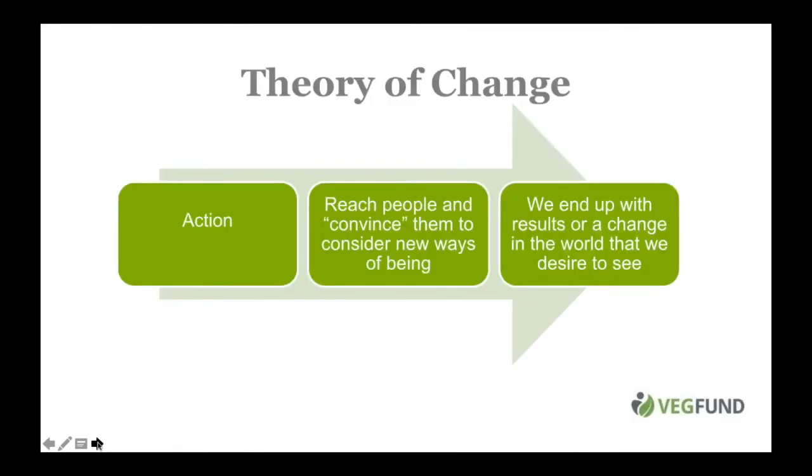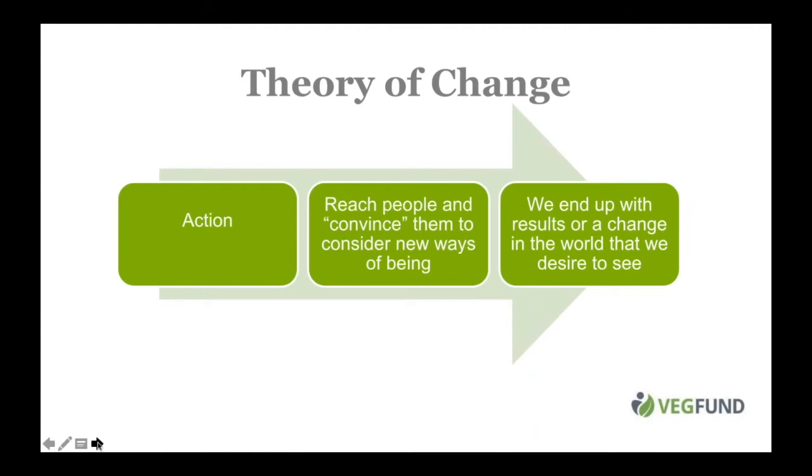So the underpinning of evaluation, the evaluation that you would do at the end of a project, is really the theory of change. And the theory of change is effectively a logic model. So what it's doing is capturing our rationale that if an activist takes some action and with that action reaches people and convinces them to consider new ways of being, we believe that at some point in the future we'll end up seeing some kind of change that we desire to see in the world. So we're saying if we do X, it will lead others to do Y, and that will result in some kind of change showing up in the world.